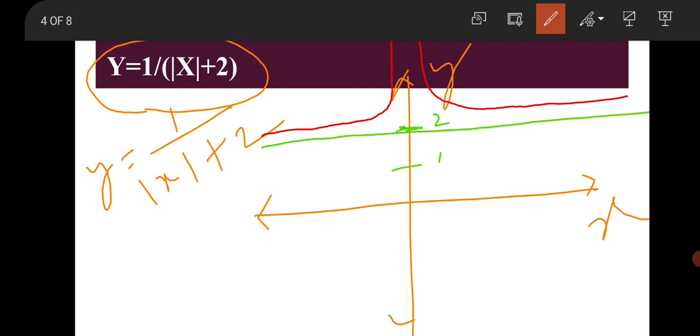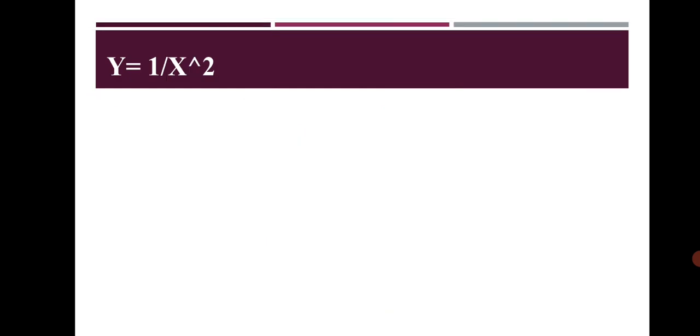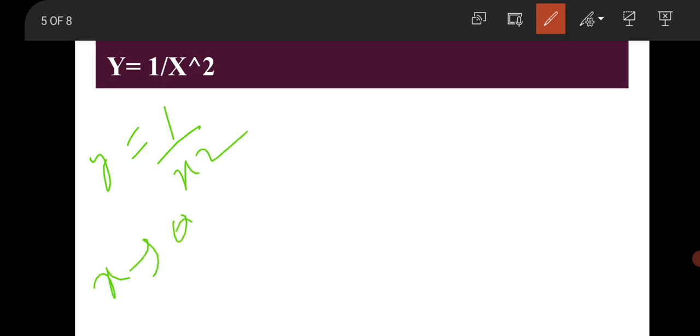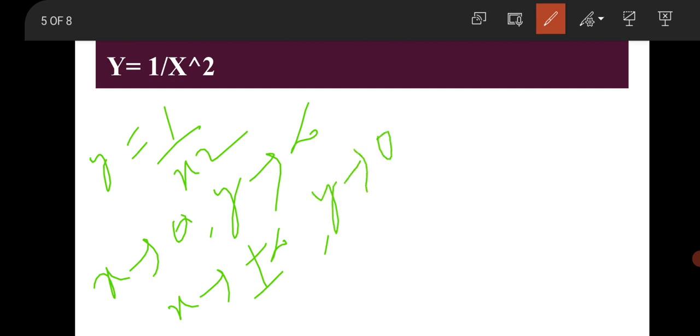So I hope you understand the question and the graph also. So move to the next function. The next function is y equal to 1 by x square. As you know, for y equal to 1 by x square, as x tends to 0, y will tend to infinite, and for x tends to plus or minus infinite, y will tend to 0.